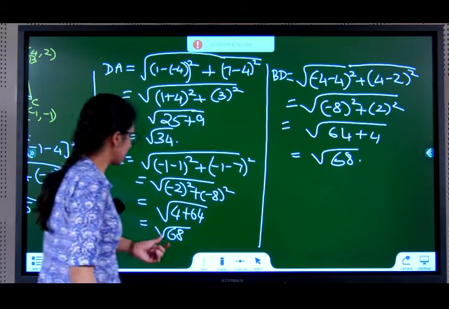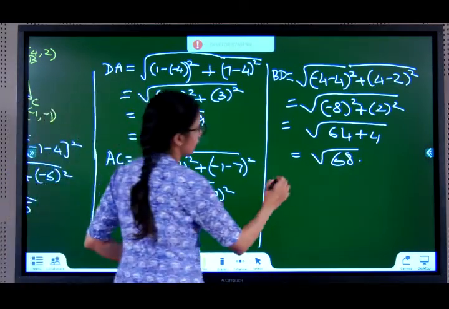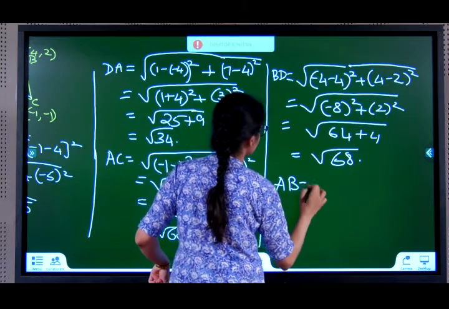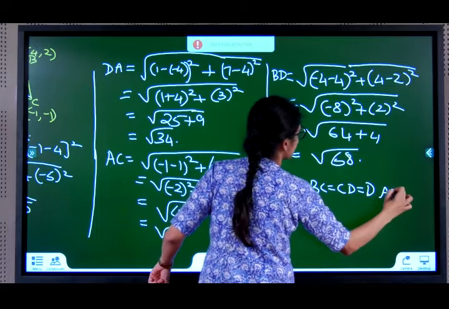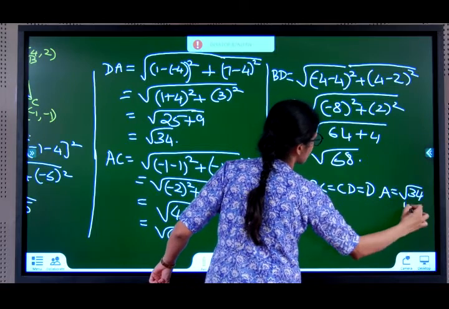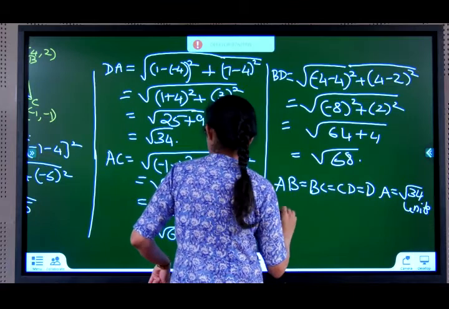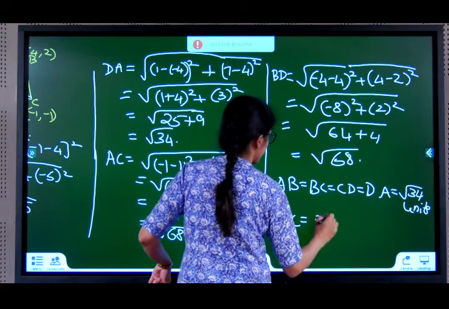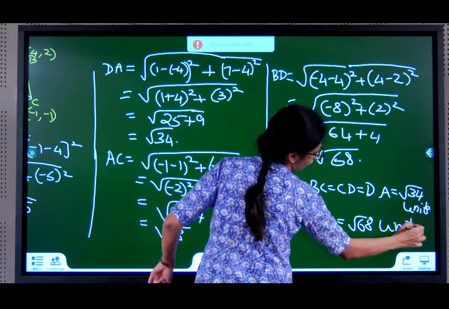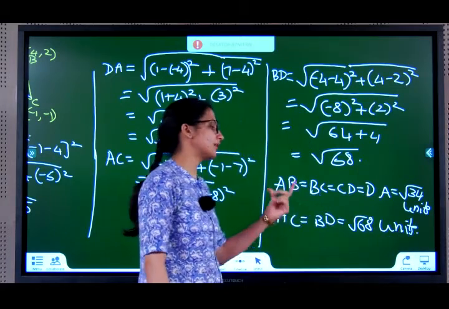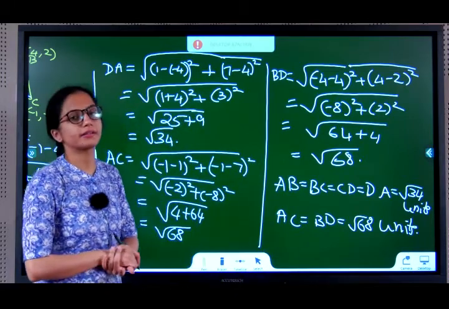As you can see, root 68 equal, diagonals are equal. Therefore, you can write AB equals BC equals CD equals DA is equal to root 34 units. You don't know whether it is centimeter or meter, so just write units. Next, AC equals BD equals root 68 units. So we can say all sides are equal and diagonals are equal. Therefore, the 4 points form a square.